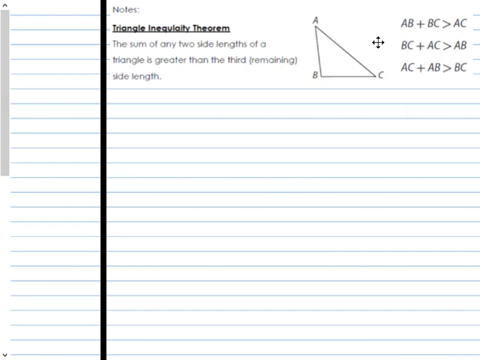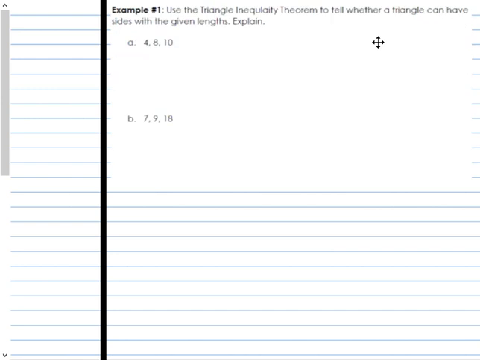The triangle inequality theorem states that the sum of any 2 side lengths of a triangle is greater than the 3rd or remaining side. So if I add up 2 of the sides, it has to be bigger than the 3rd side. Not equal to, not less, but larger than. So let's see this in action. We're going to use the triangle inequality theorem to tell whether a triangle can have sides with given lengths. And then we have to explain.